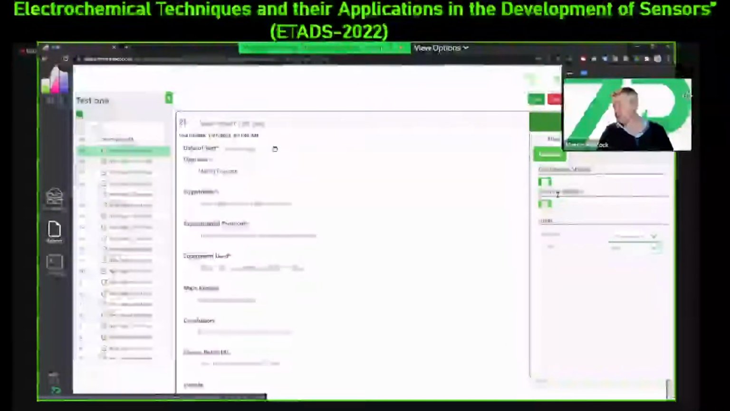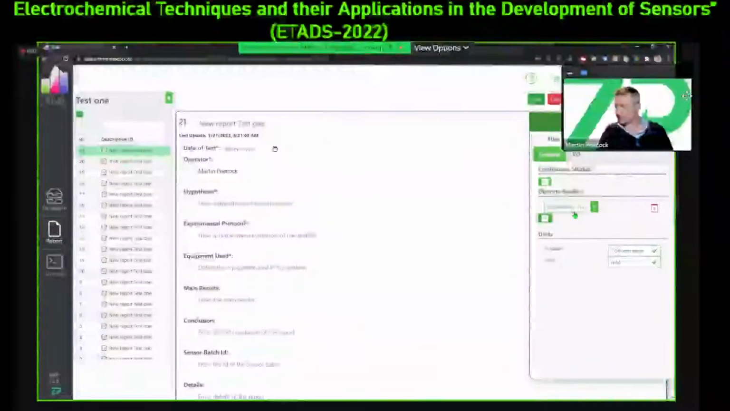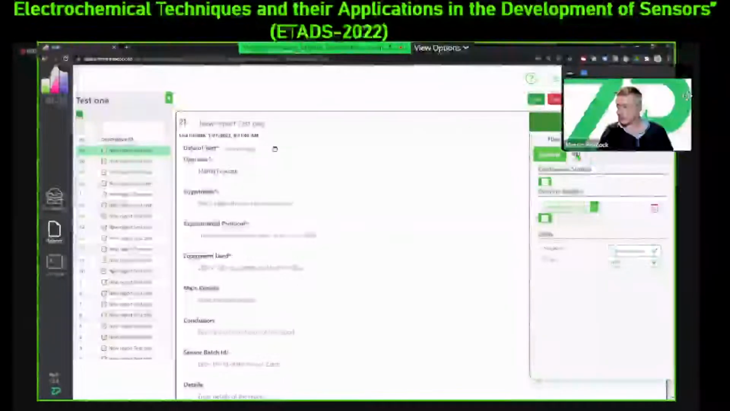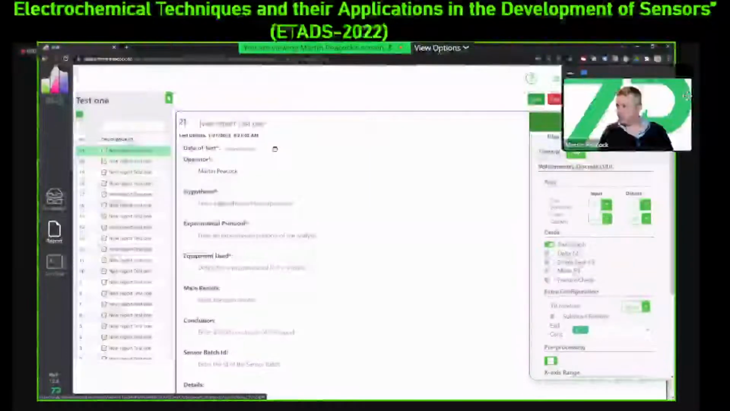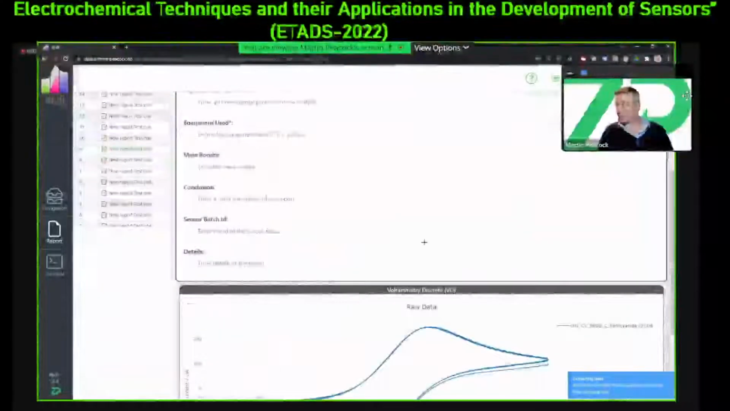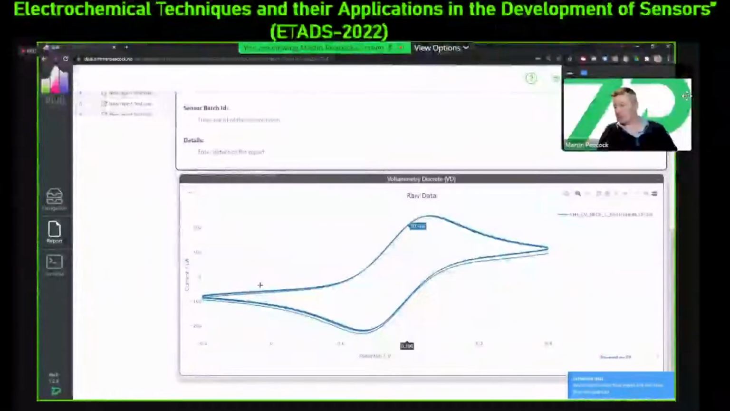I can have continuous measurements or discrete measurements. This is a cyclic voltammogram, so we consider this essentially a one-off experiment, discrete. So I just choose that. That's all good. And when I close that, it's actually uploaded the data.